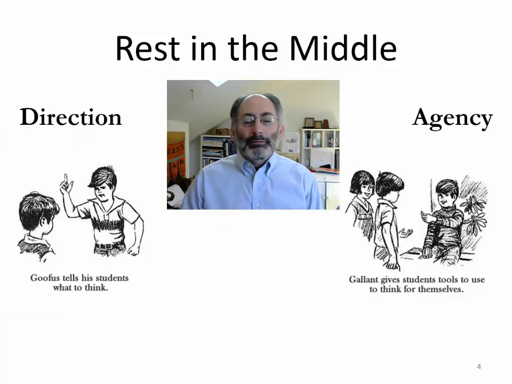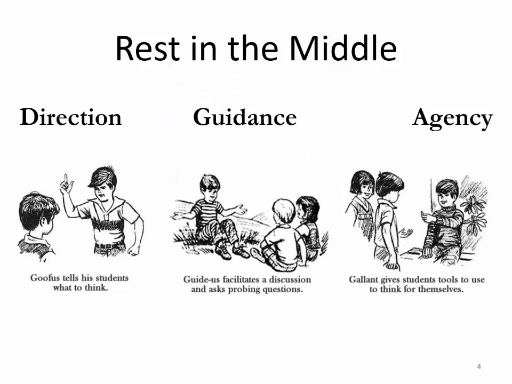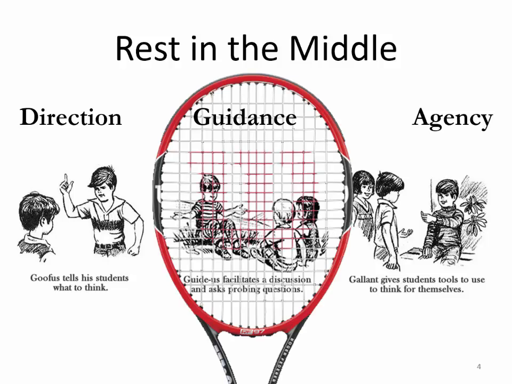Full agency and full direction are ends of a spectrum, and in the middle you have guidance. And in guidance, the instructor asks the students questions, facilitates the discussion. The students are doing things from their own, but the knowledge is being scaffolded and supported by the professor. And that's really the sweet spot. That's the best place to hang out in as a class.